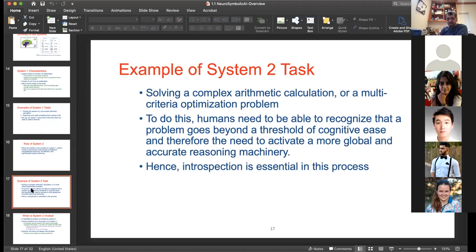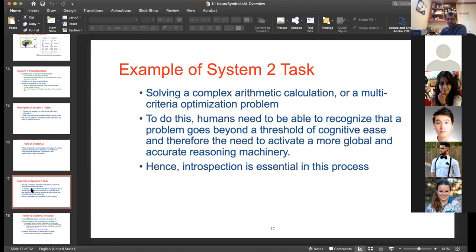To do this, humans need to be able to recognize that a problem goes beyond a threshold of cognitive ease, and therefore the need to activate a more global and accurate reasoning machinery. Hence, introspection is essential in this process. Isn't that interesting? If you have a deep learning system for a problem, can it come to a point and say, hey, look, I can't really tell. I'm going to pass this along to system 2, which is already available in the system. That would be interesting architecture, wouldn't it?